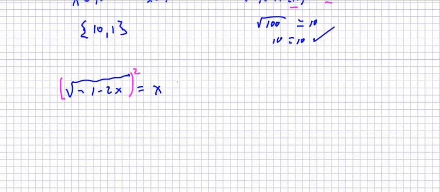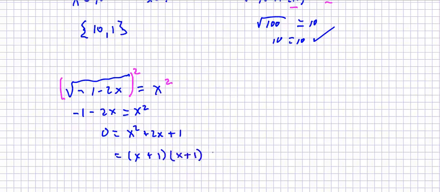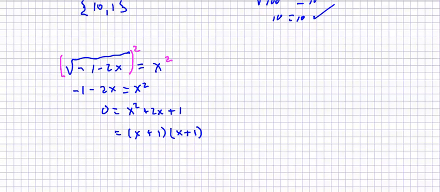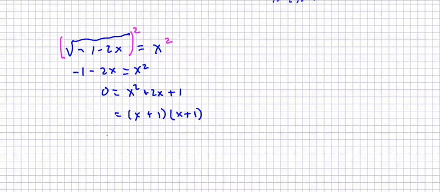All right. We square both sides, and again, use parentheses. We get negative 1 minus 2x equals x squared. I add 2x, I add 1. 0 equals x squared plus 2x plus 1. And then I factor: x plus 1, x plus 1. And again, I want to emphasize, you can use the quadratic formula or completing the square, doesn't matter. And both of these yield x equals negative 1. I do not need to write it down twice.